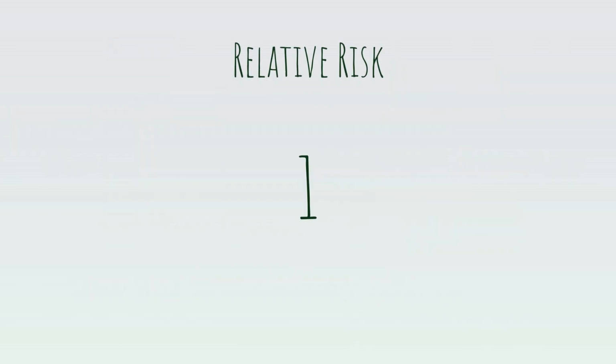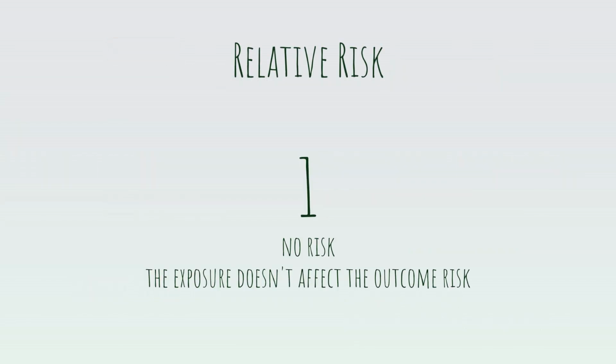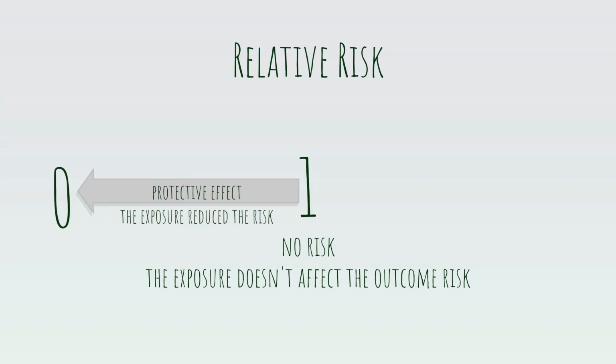Relative risk equal to 1 means no risk, or the exposure doesn't affect the outcome risk. Relative risk less than 1 shows a protective effect, or the exposure reduced the risk. If we calculate a relative risk of 0.8, it means the risk is reduced by 0.2, or 20% lower after exposure.